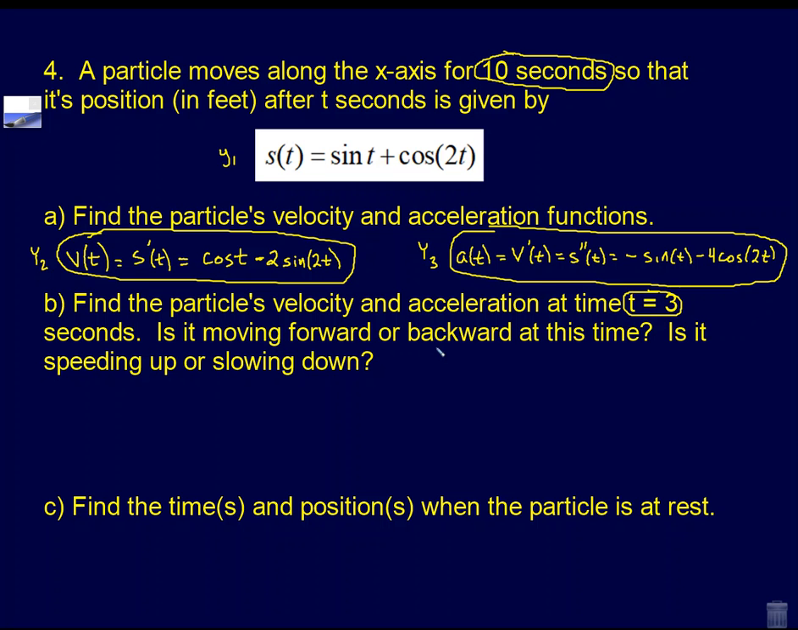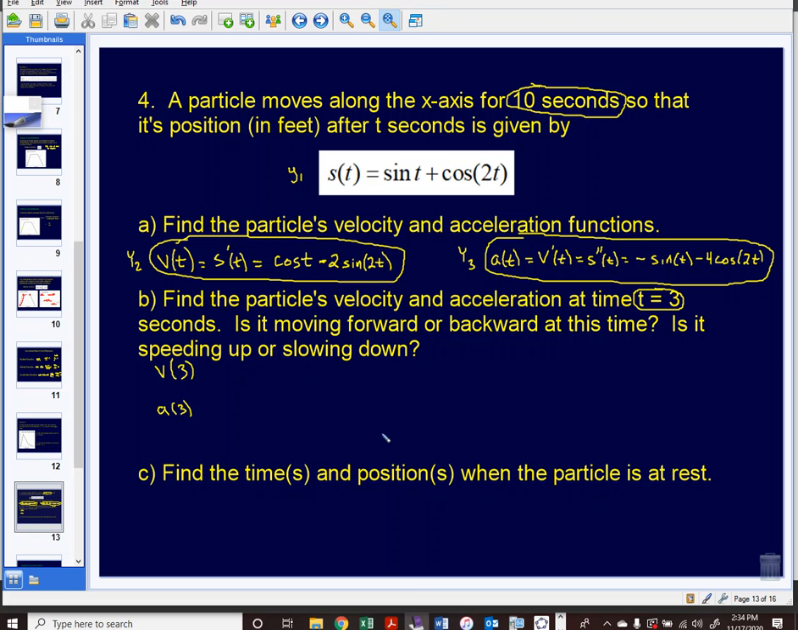Is the particle moving in the forward or backward direction at this time? Also, is it speeding up or slowing down? Okay, we're going to do this entirely on the calculator. So for the first part, we simply want to find the velocity at 3 and then the acceleration at 3. So go back to your calculator. We're just going to do this with it, since we've already typed the equation that we need in there.